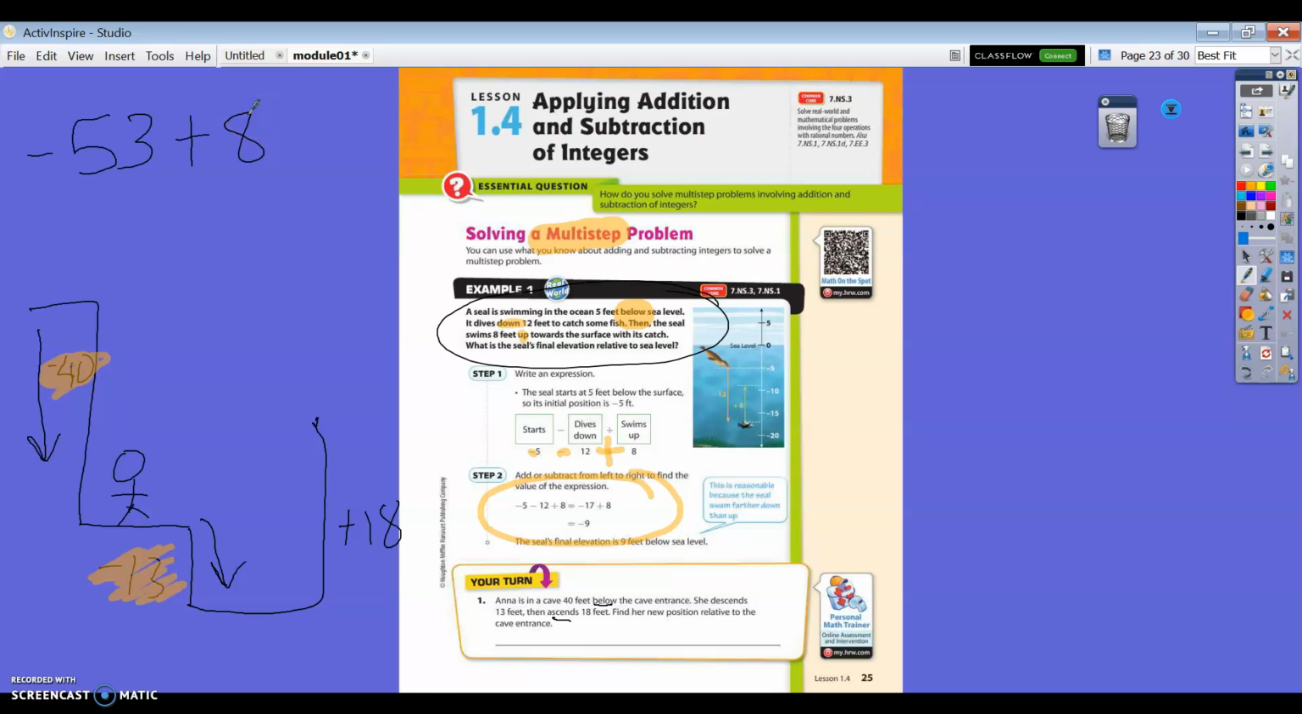So now all I need to do is subtract. 53 minus 18. Carry the 1, 4, get a 13 here. 13 minus 8 is 5. 4 minus 1 is 3, but keep it negative. So find her new position relative to the cave entrance. She's at negative 35 feet.